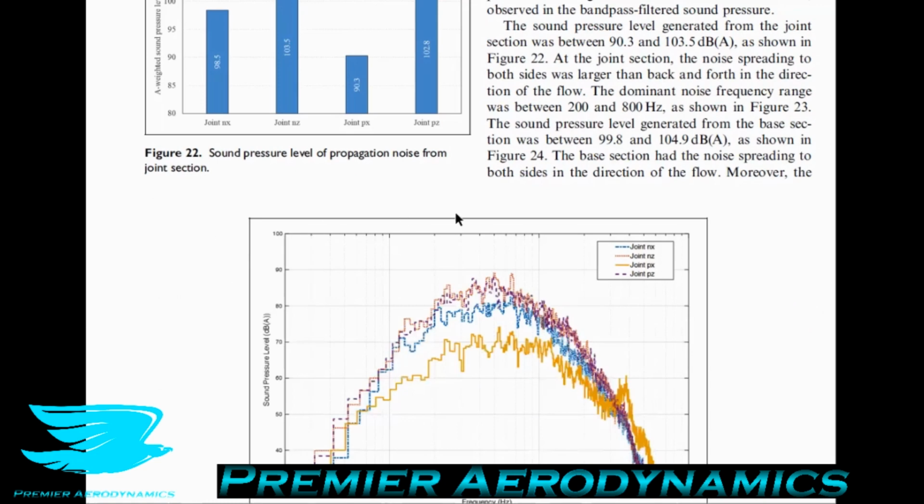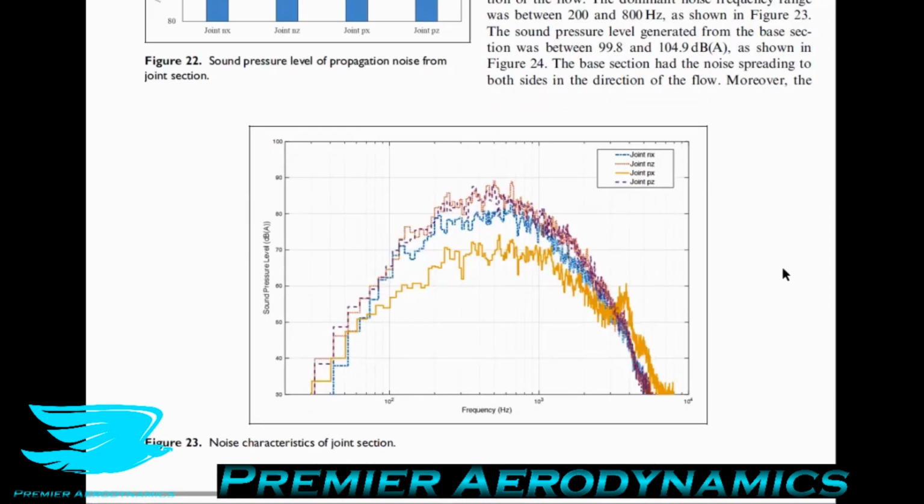And then they have figure 3, which shows the noise characteristics of the joints. So they have the frequency range and the sound pressure level in dBA on the y-axis for the upstream of the train, downstream, and left to right. They say that the dominant noise frequency range was between 200 and 800 hertz again for this joint section. Not only is it the pan head, which is those two bars above, but also the joint. They're producing all this noise in the lower frequency range.